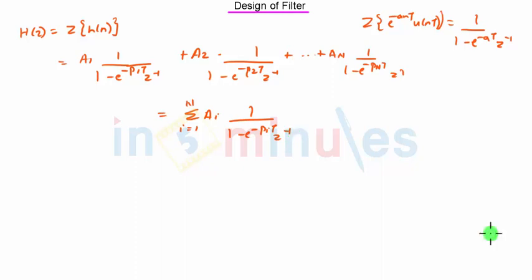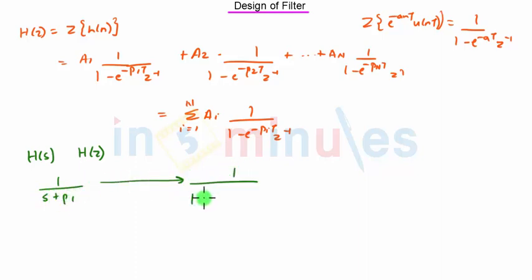Now if you compare the expressions of H(s) and H(z), we will see that 1 upon s plus p_i is transformed to 1 upon 1 minus e^(-p_i T) z^(-1). So this is done by the impulse invariant transformation, where T is the sampling period. This equation also shows how the poles from the analog domain are transferred into the digital domain. This transformation of poles is also called mapping of poles. Thank you.